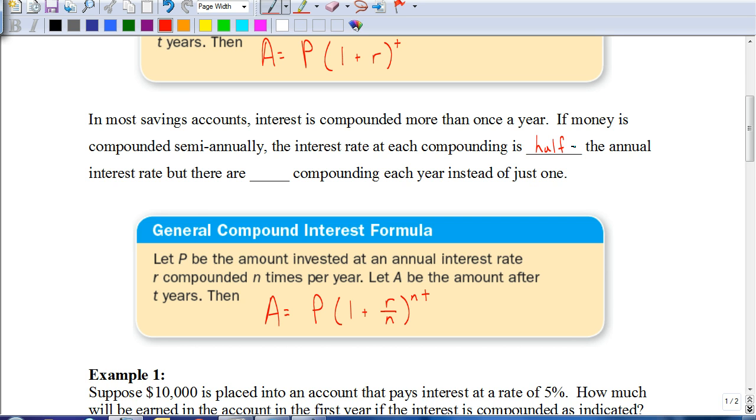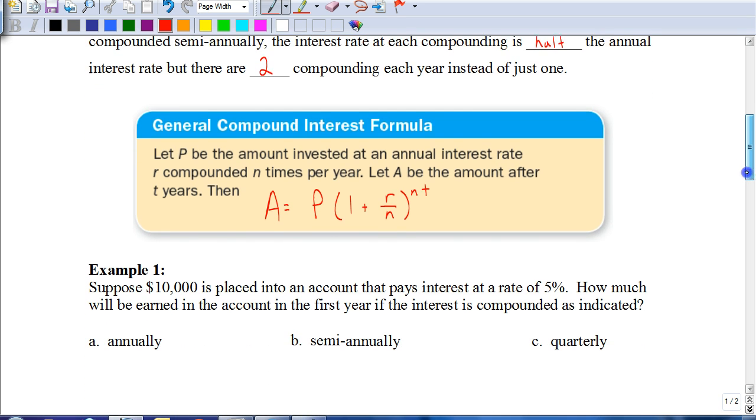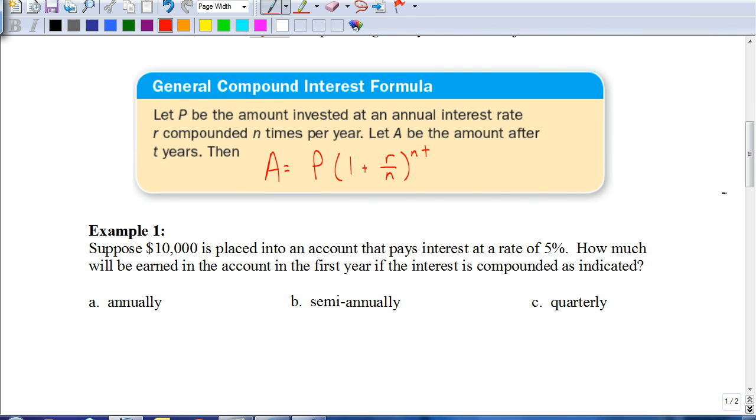Meaning, if it's compounded semi-annually, that means twice a year, they take that original interest rate and break it up. So if your interest rate is 4%, halfway through the year you're going to get 2% of the interest, and then at the end of the year you're going to get the other 2%. So the way that we say that is that it's compounding twice each year instead of just once. Now our formula that we're going to be looking at is this one.